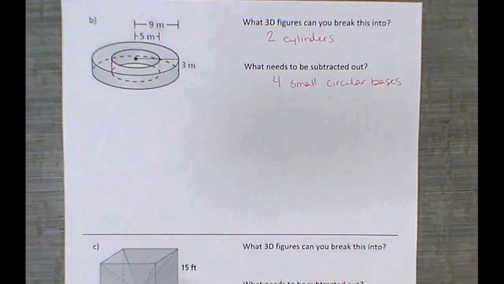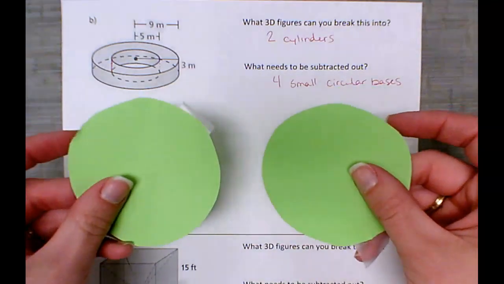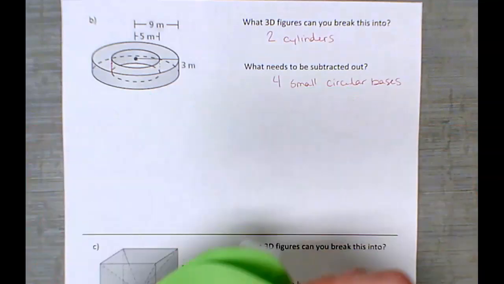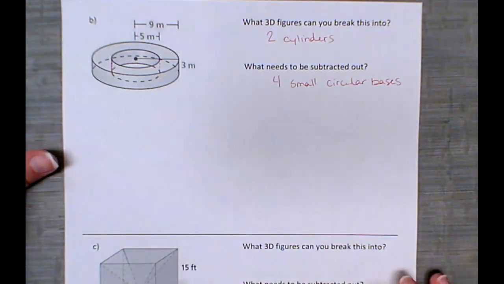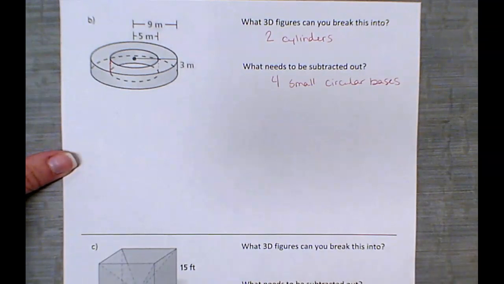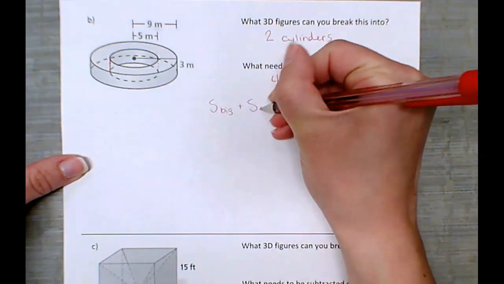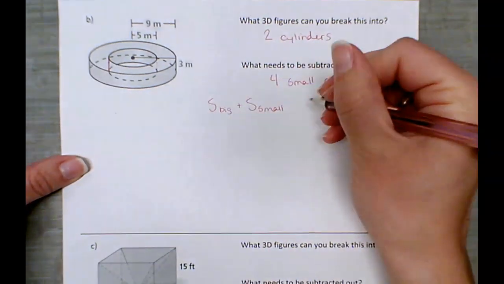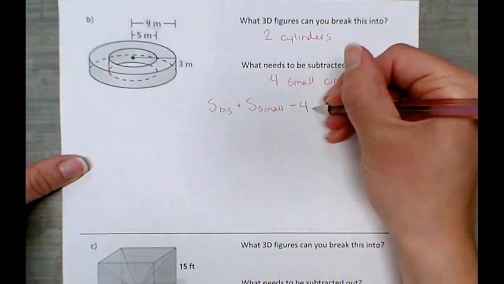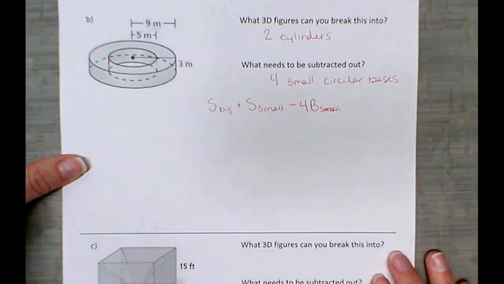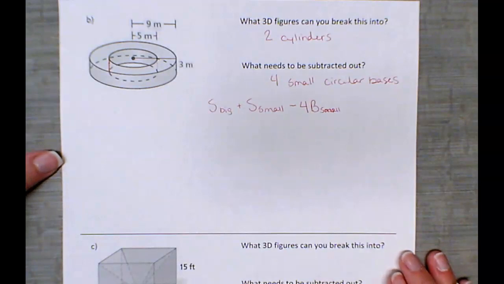So I had to take out 2 small circular bases from the small cylinder, and then I had to cut out those green parts, those green circles, from the bases of the larger cylinder. So 4 small circular bases in total came out. So my formula, my plan, if you will, is the surface area of the big cylinder plus the surface area of the small cylinder, and then minus 4 circular bases from the small cylinder. So that's my plan, right?